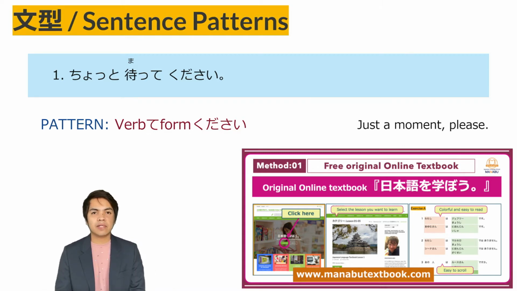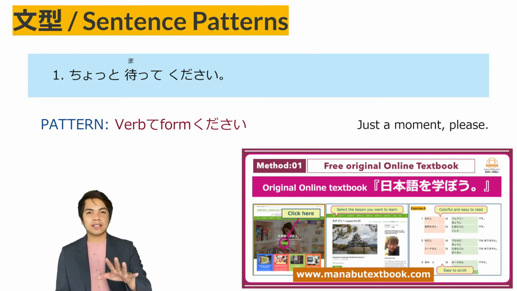So basically, when the verb is in te form, it is used to command someone to do something. Matte, wait. Then add kudasai, matte kudasai, please wait.